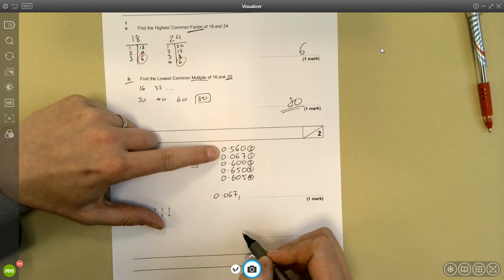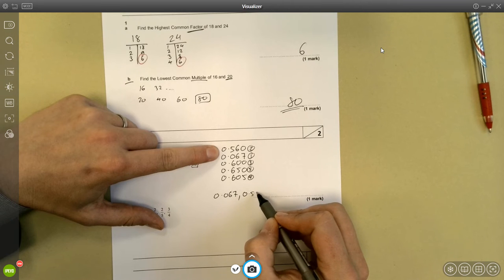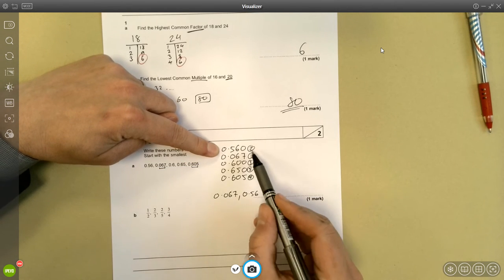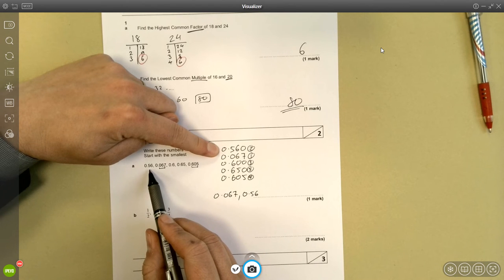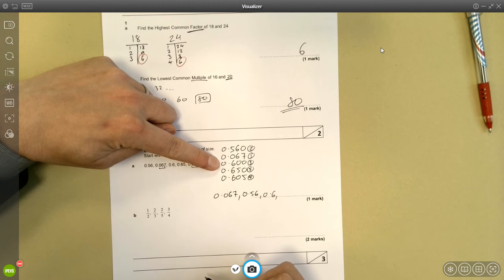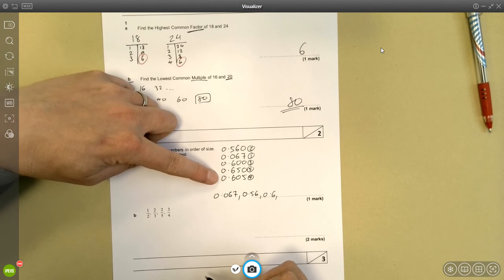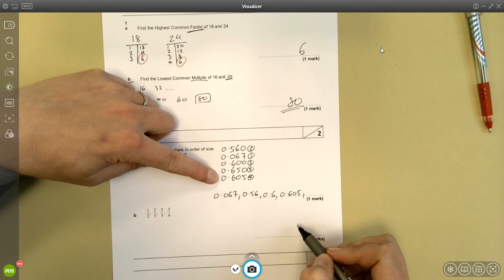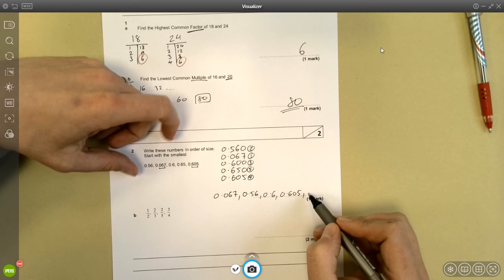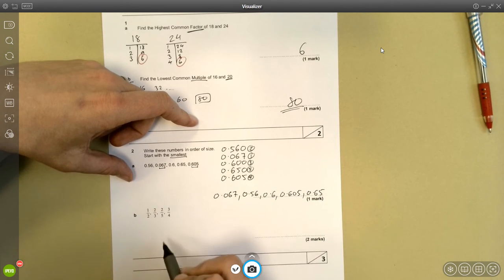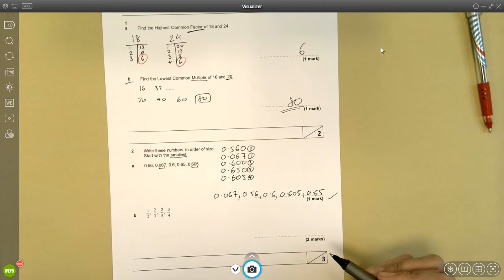0.067. It seems basic, but the number of people who mess this up is pretty large. So actually, look, I'm just putting exactly as it was there. Next one was number 3 there, which was actually written as 0.6. Number 4, 0.605. And the last one was actually 0.65. All right, we started with the smallest. All right, we're just checking back on that one.